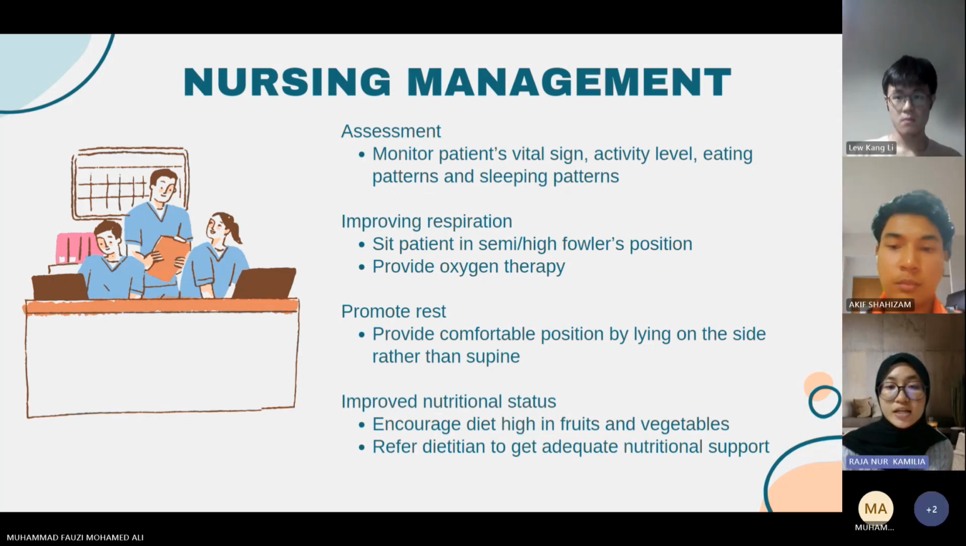So next we will go for the assessment. We will assess and monitor patient vital sign, activity level, eating pattern, and sleeping pattern. And the next, nursing will improve respiration for the patient. So we will position the patient in the semi-forward position and provide oxygen therapy. And then next, we will promote rest, provide a comfortable position by lying on the side rather than supine. And lastly, we will improve nutritional status, which we encourage the patient to do, a diet high in fruit and vegetable, and then refer to a dietitian to get adequate nutritional support.